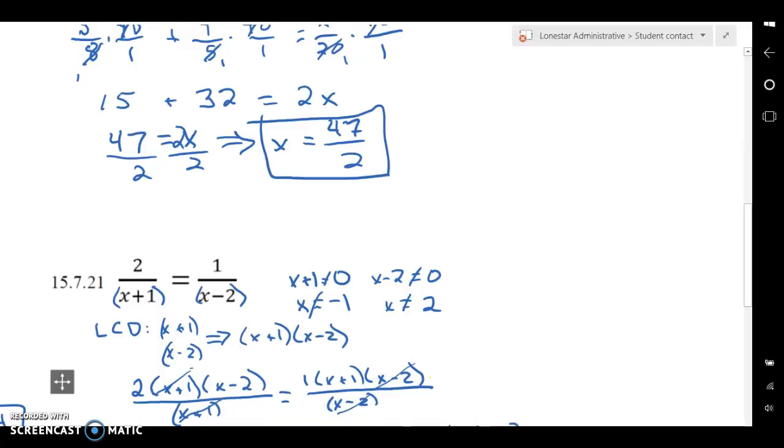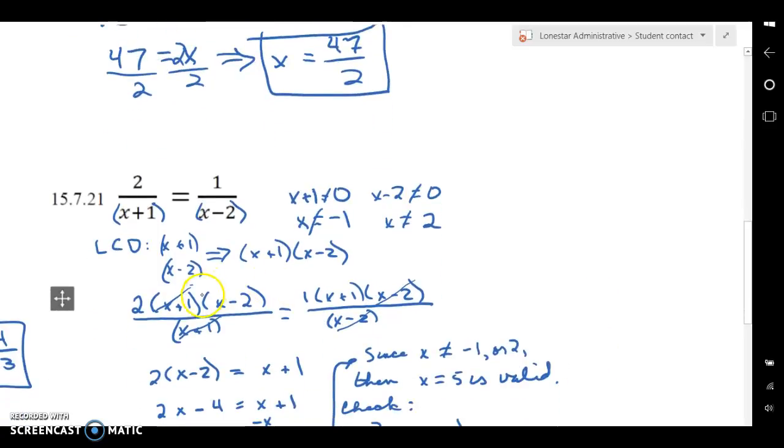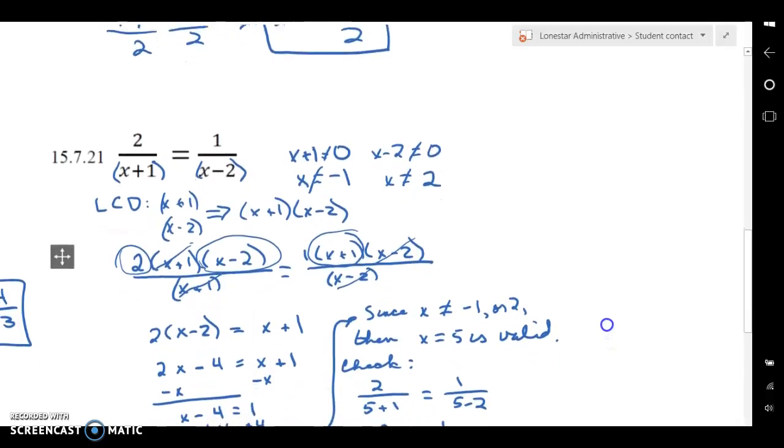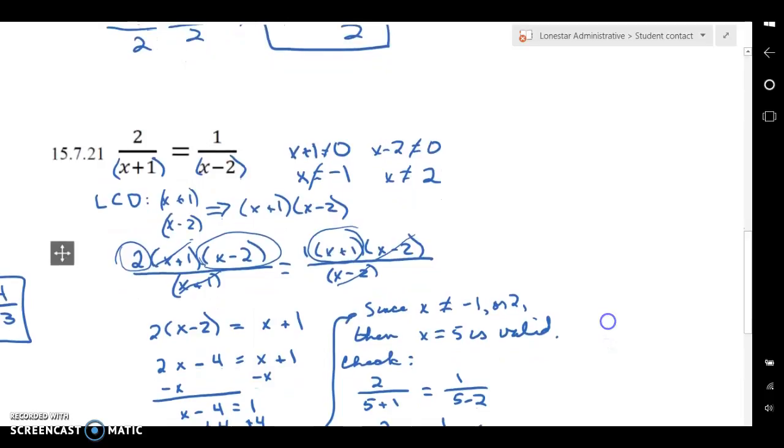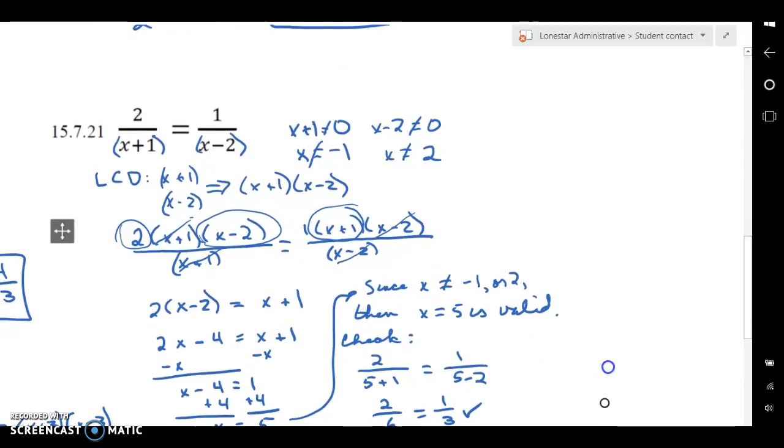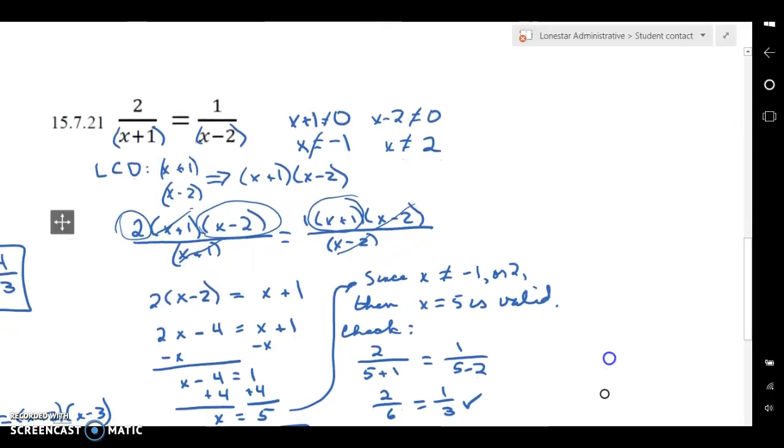cancel over here. So what we are left with is this x minus 2 and this 2, and over here we are left with this x plus 1. So we get 2 times x minus 2 equals x plus 1. We distribute the 2 and get 2x minus 4 equals x plus 1. We subtract an x from both sides and get x minus 4 equals 1. And we add 4 to both sides to get the x by itself, and we find that x equals 5.